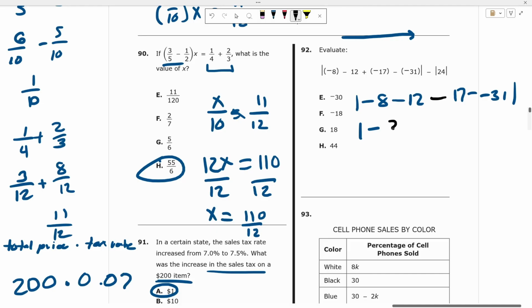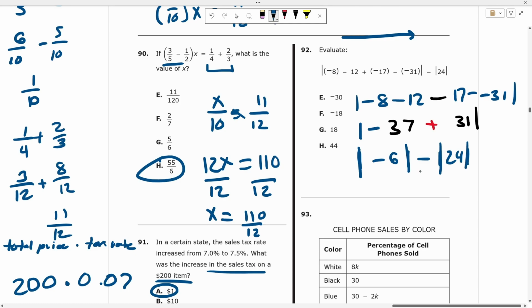So -37 minus -31. And here we have to remember the rule that I told you at the beginning of the video. If you have a minus and a minus sign together, that's the same thing as saying plus. So it's -37 plus 31, which is going to equal -6. So we're finding the absolute value of -6 minus the absolute value of 24. What is the absolute value? The absolute value is just the not negative version of that number. So the not negative version of 6 is 6, and the not negative version of 24 is just 24.